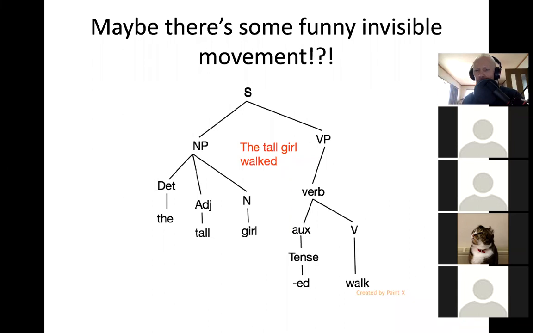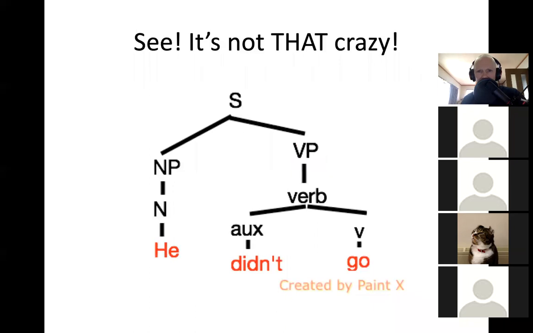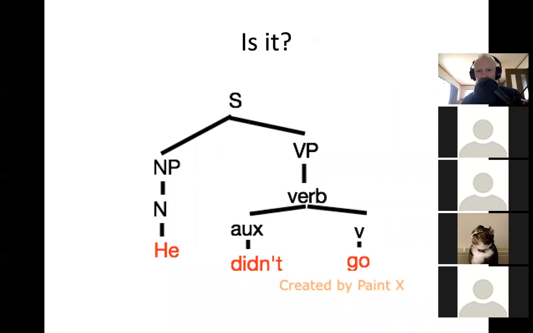Ooh, right? And maybe if we move everything around, if they have invisible movement, then maybe everything is the same. Maybe all the world's languages are the same. So funny invisible movement. So for example, he didn't go, right? The aux is there, right? The aux is there before the verb. Maybe it's not crazy. I don't know, maybe it is crazy.